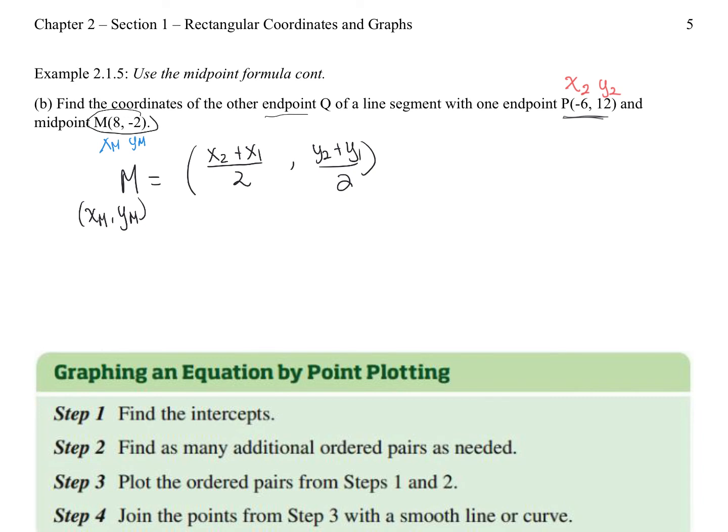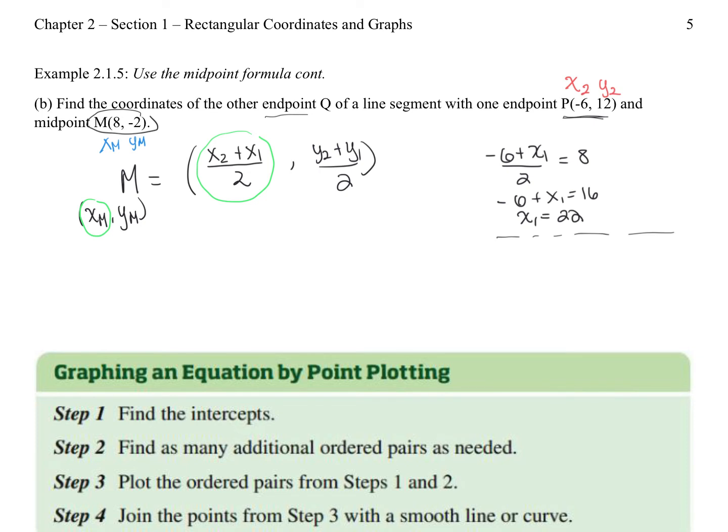So let's do that. This x piece right here has to equal this x part of the ordered pair. So I'm going to do negative 6 plus some x1 that I don't know over 2, and that has to equal my midpoint part of my x, which is 8. So I'm going to multiply the 2 over. Negative 6 plus x1 equals 16 because I multiplied the 2 over, and then I'm going to add the 6 over, so x1 has to equal 22. So that's the x part of my midpoint.